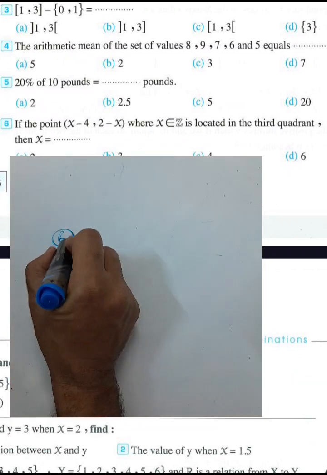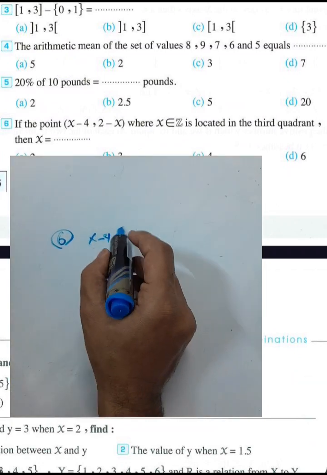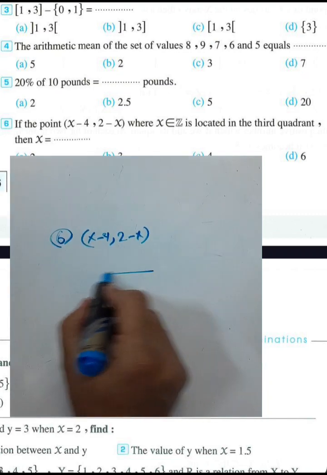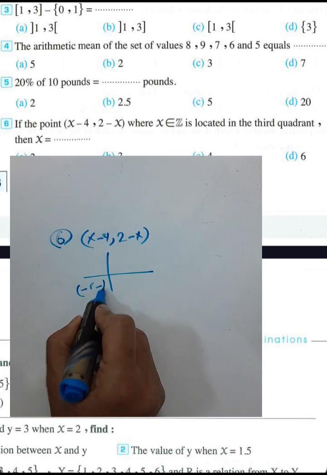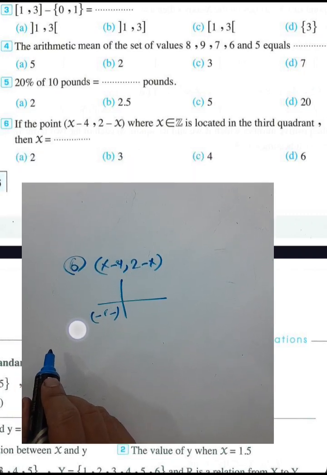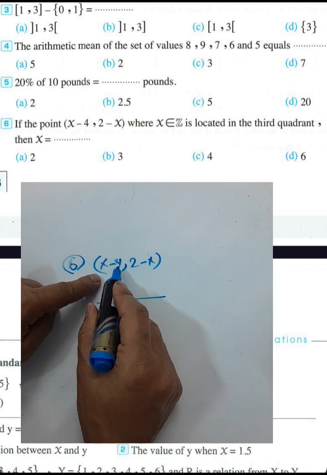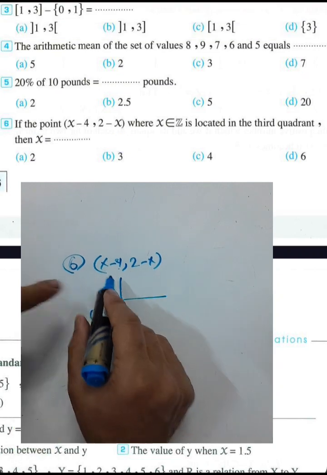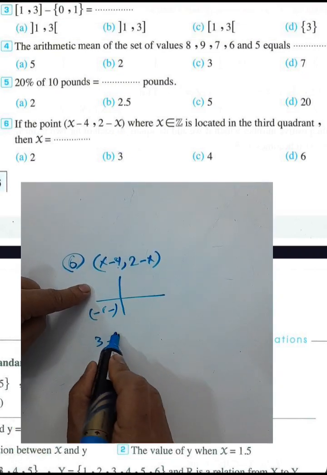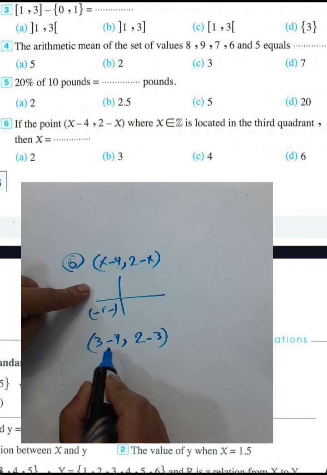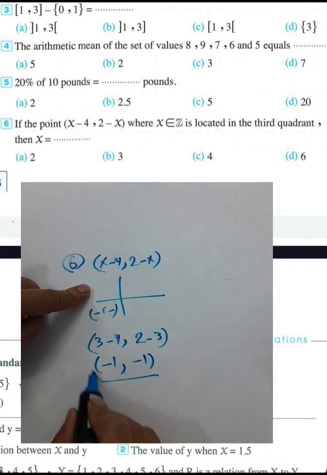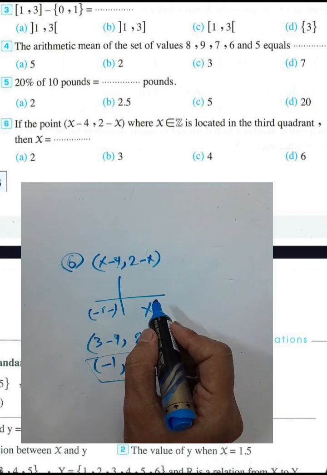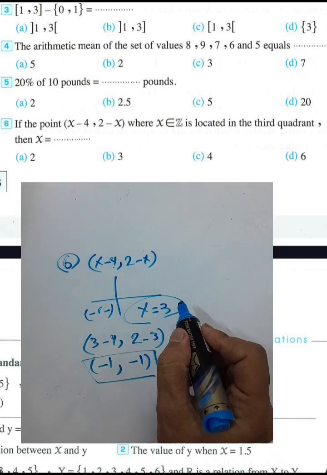Question number 6. If the point x minus 4 and 2 minus x, x belonging to Z, is located in the third quadrant, here negative and negative. Okay, then x will be what? Put x equal to 2 here. 2 minus 4 will be negative 2, and 2 minus 2, 0. So 2 is false. Okay, put 3 here. 3 minus 4 will be negative 1, and 2 minus 3, negative 1. Then the value of x will be what? Who can tell me? x will be 3. Choose letter B.